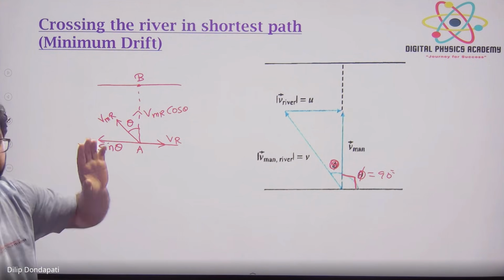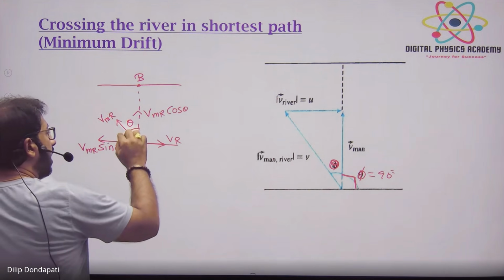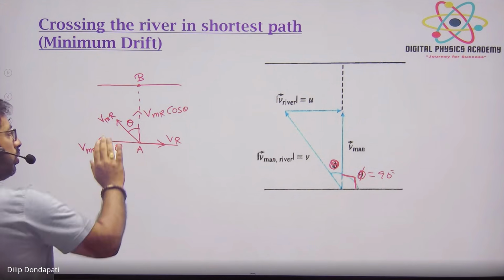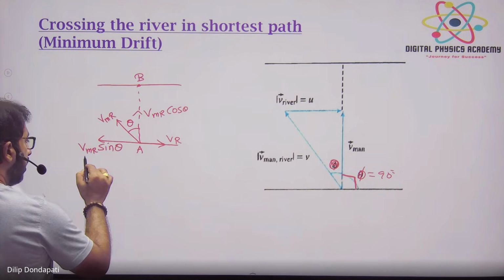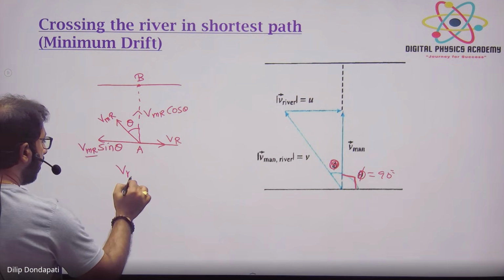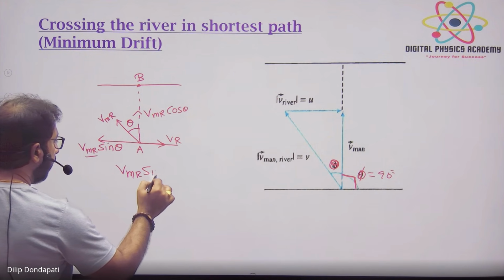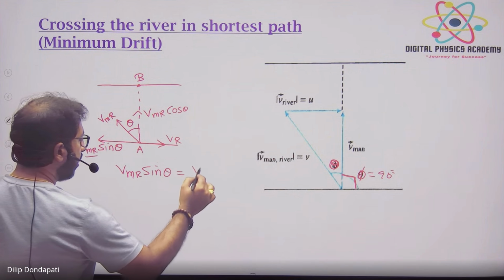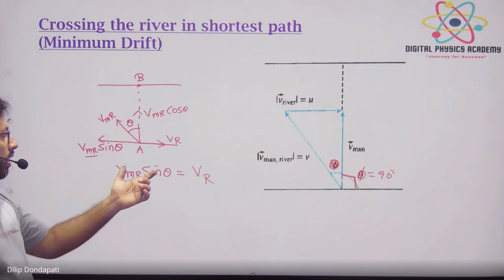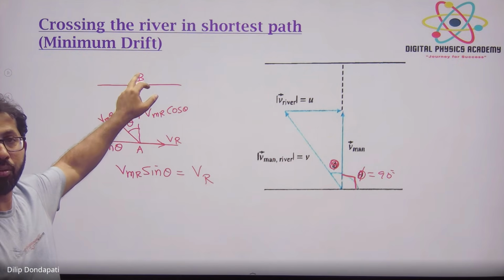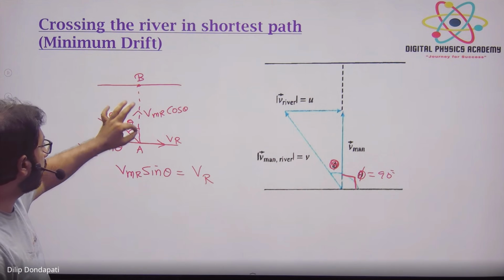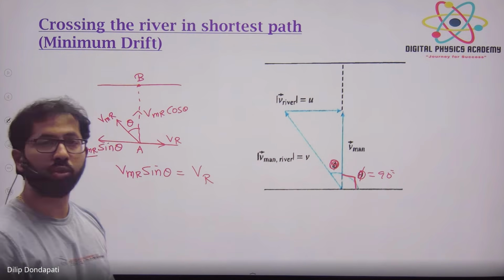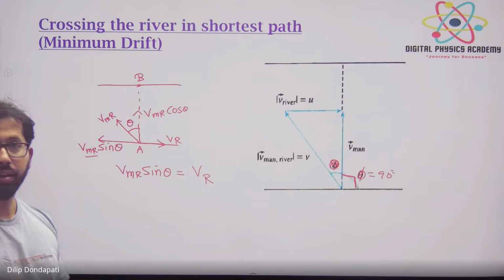In the river, he has to go at a certain angle theta, right? I want to find the theta. When will he reach exactly here? Tell me. Only when these both are equal: V_MR sin theta is equal to V_R. In this case only he will go exactly straight across. Then how much is the drift? Tell me. If he is going straight, how much is the drift? Drift is zero.